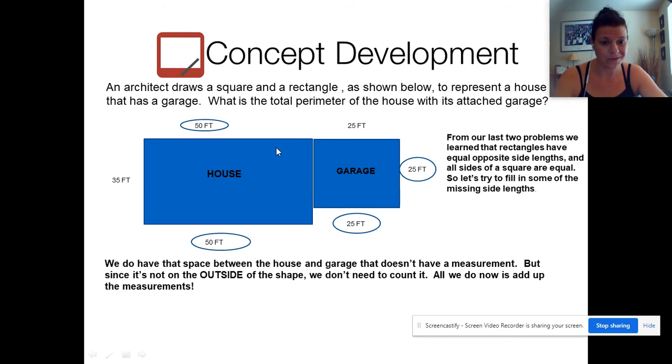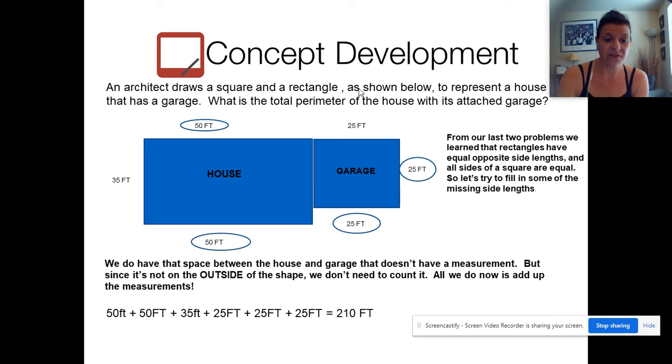Well, I'm going to tell you something. So here's my little note. We do have that space between the house and the garage that doesn't have a measurement. That's right here. But since it's not on the outside of the shape, we don't need to count it, because we're only doing the perimeter, which is the measurement on the outside of the shape, okay? So we don't need to count it. All we do now is add up the measurements that we have, okay? Because we're only doing the outside of the shape.